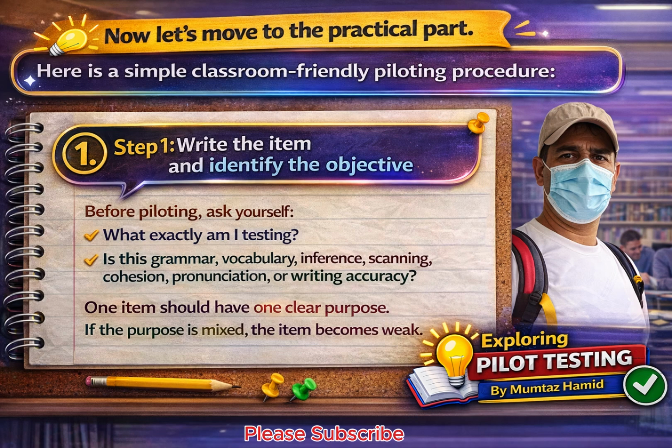Students, now let's move to the practical part. Here is a simple classroom-friendly piloting procedure. Step 1. Write the item and identify the objective. Before piloting, ask yourself, what exactly am I testing? Is this grammar, vocabulary, inference, scanning, cohesion, pronunciation, or writing accuracy? Students, one item should have one clear purpose. If the purpose is mixed, the item becomes weak.